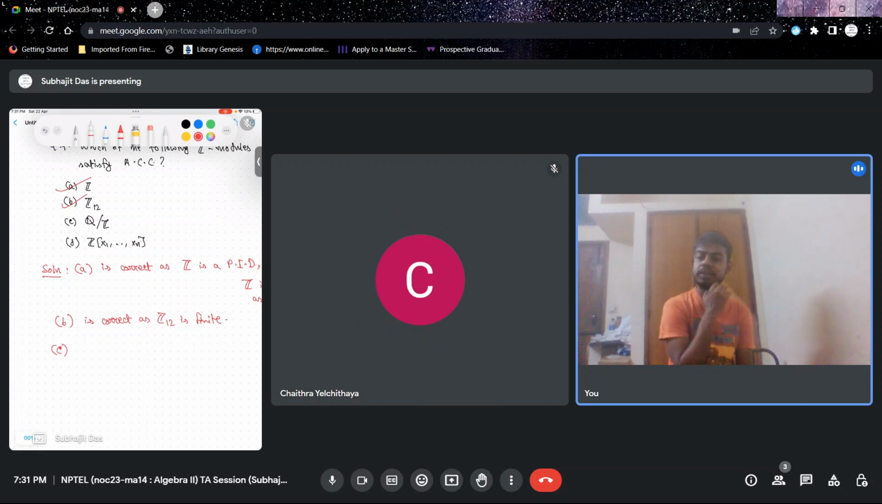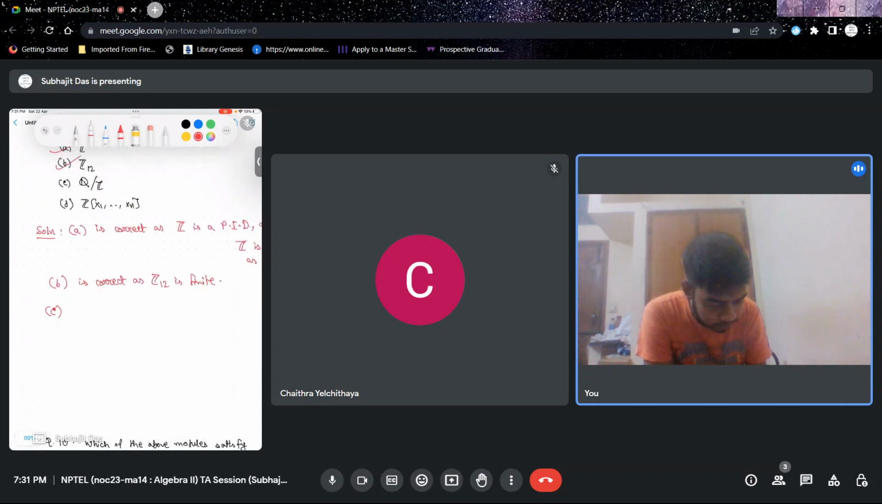Now Q mod Z is Noetherian would imply that every submodule of Q mod Z will have to be finitely generated. So in particular Q mod Z will be finitely generated as a Z module. Is it correct? Is Q mod Z finitely generated as a Z module? So C is not correct. C will not be correct.